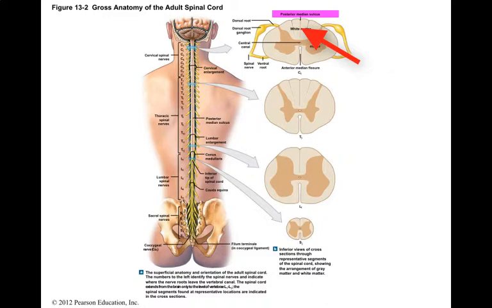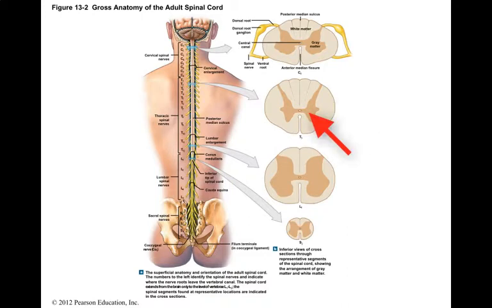The posterior or dorsal surface of the spinal cord has a shallow groove called the posterior median sulcus that we can see here on the cross-section. The anterior or ventral surface of the spinal cord has a wider groove called the anterior median fissure. In the cross-section, we can also see the distribution of the gray matter versus the distribution of the white matter.